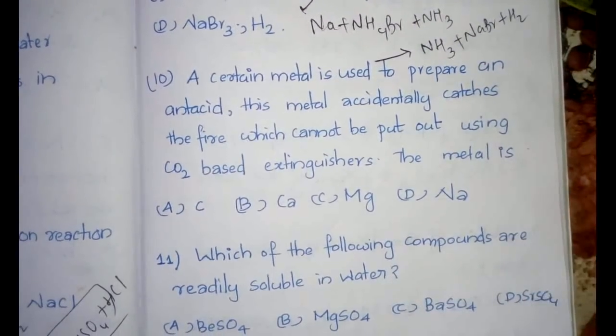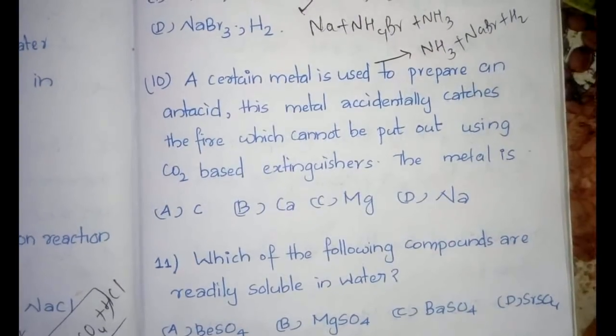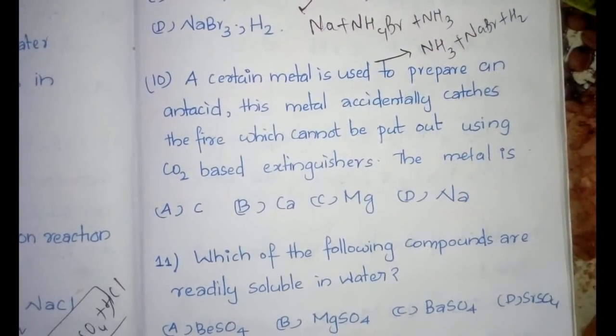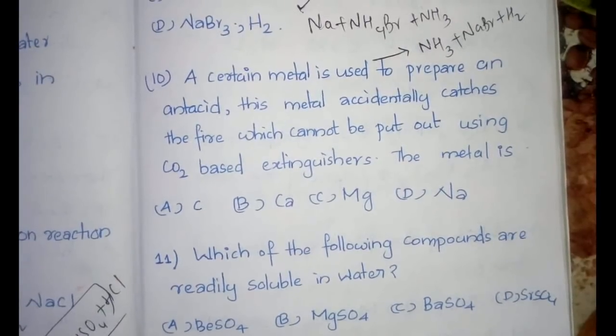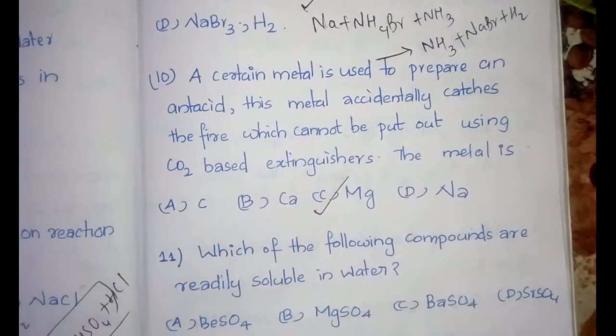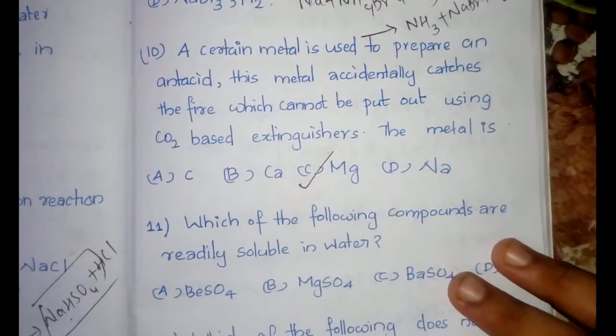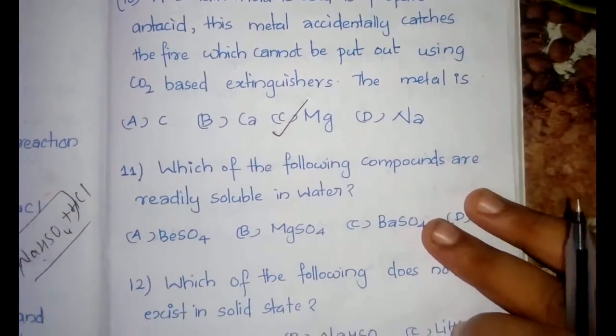Next, question 10. A certain metal is used to prepare an antacid. It can accidentally catch fire but cannot be put out using a carbon dioxide based extinguisher, and the metal is magnesium. We won't go into the details of it, but the answer is magnesium.